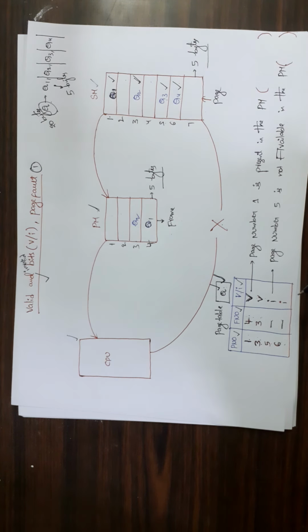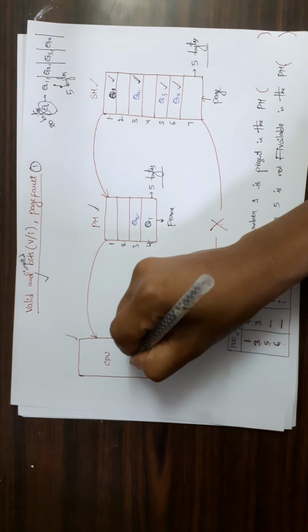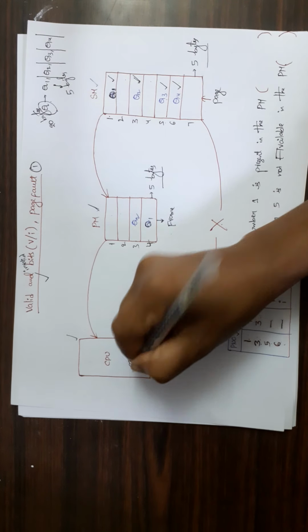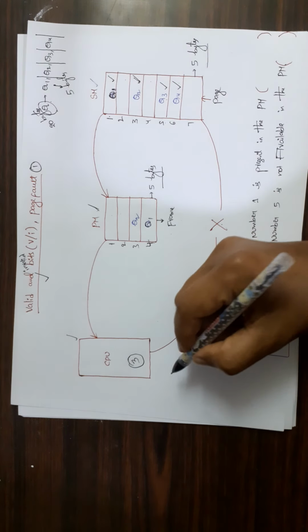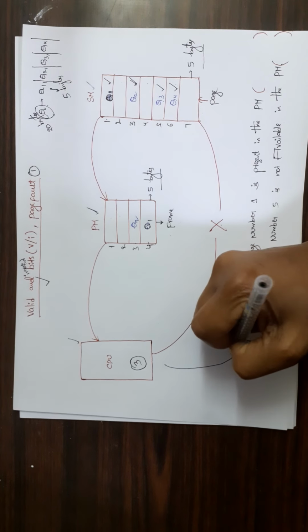Now let us see what is page fault. Let us assume that now CPU has requested for page number 3. CPU has made a request for page number 3. So first it should check the page table.